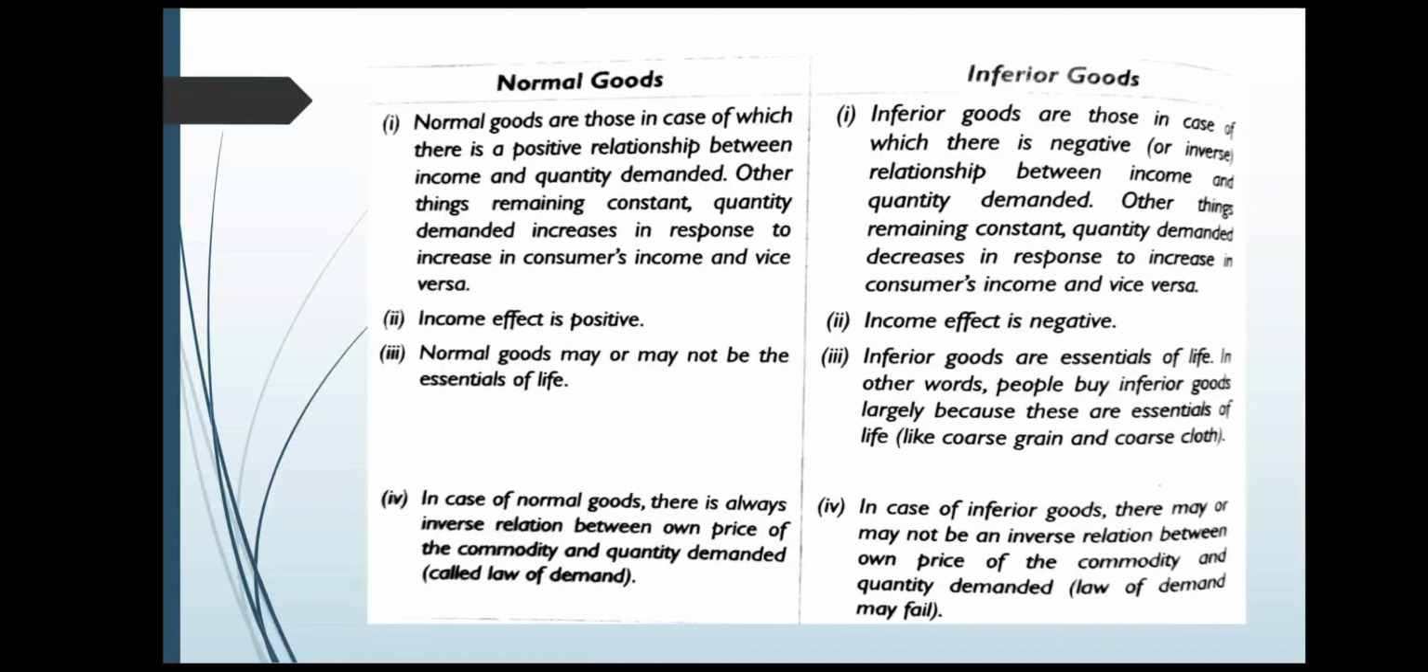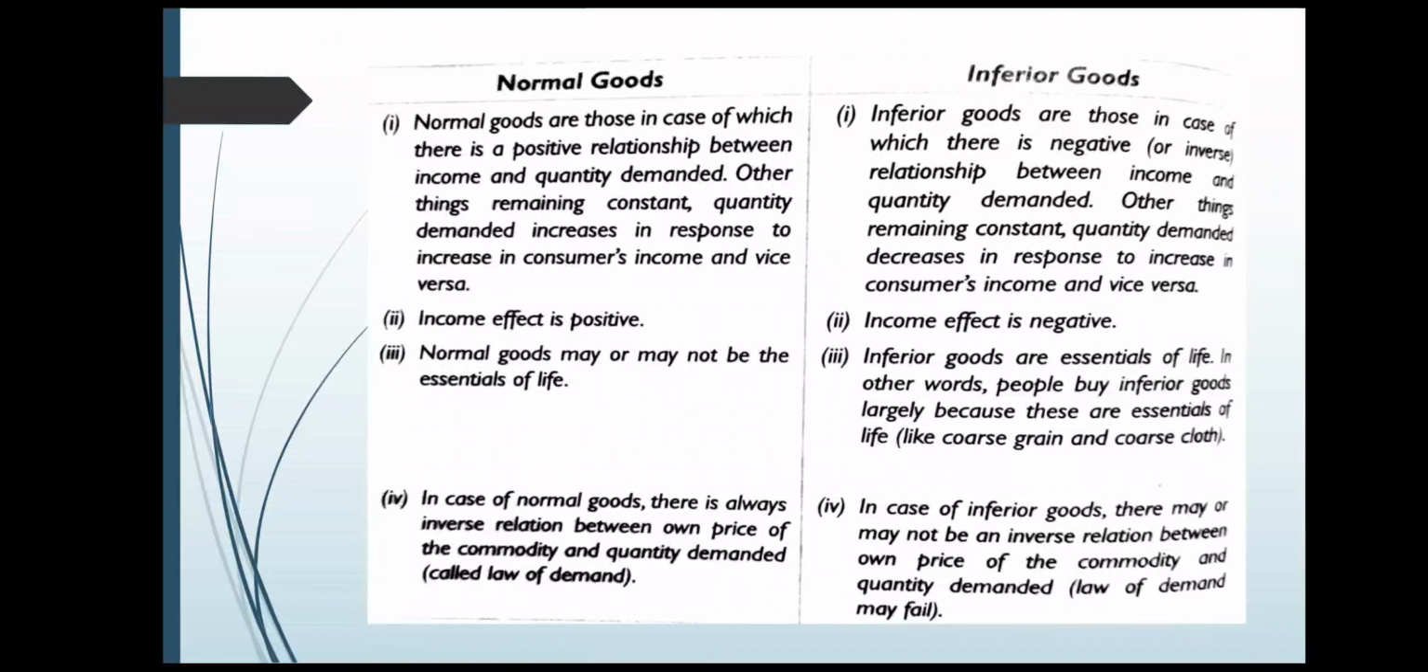So the second point is that income effect is positive. There is a positive relationship between demand for normal goods and income of the consumer. But in the case of inferior goods, income effect is negative. With a rise in income, there is a fall in demand for inferior goods. Normal goods may or may not be essentials of life. So it is not necessary that normal goods are going to be an essential of life. It may also not be a very important product.